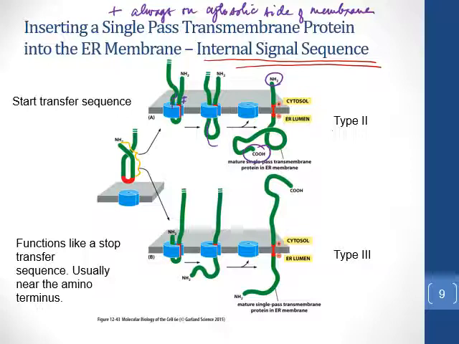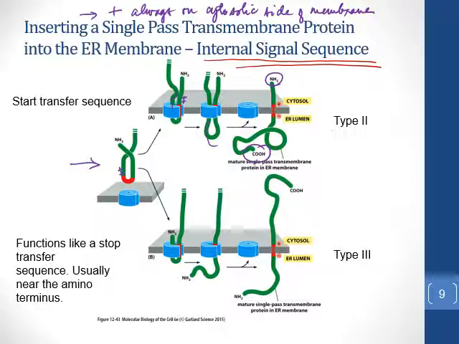Now, let's suppose that when SRP takes the ribosome and the mRNA and the protein that's already been made over to the ER membrane, where it docks with the SRP receptor, and the ribosome is handed off to the translocon, let's assume now that the positive charges are not on the amino terminal side, but they're on the carboxy terminal side of that internal signal sequence. Remember, the positive charges are always on the outside.